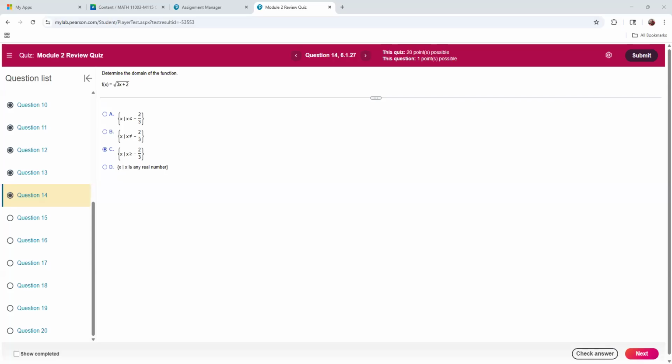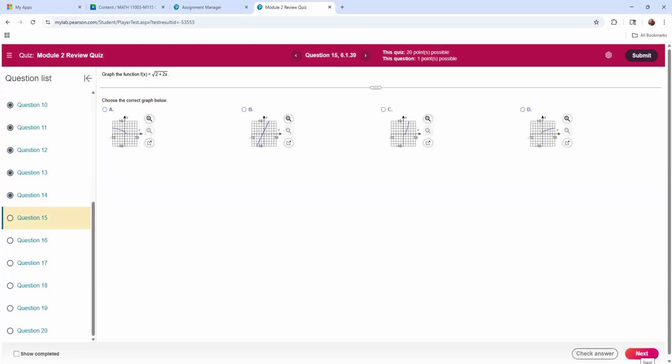All right, so what was that? That was 14. So hit next. All right, y'all. This one just wants us to graph. So let me see what they're giving me. F of x equals square root of 2 plus 2x.